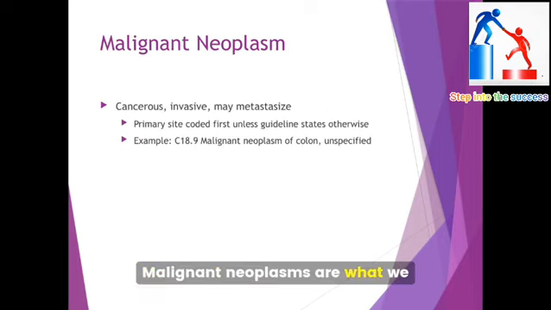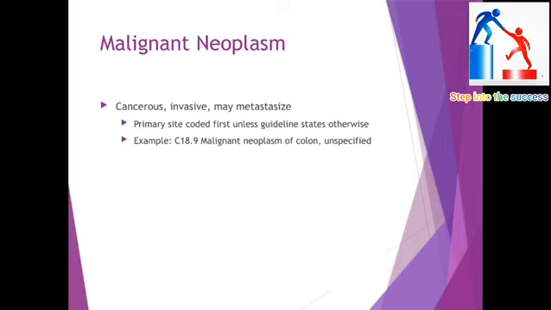Malignant neoplasms are what we commonly refer to as cancer. These are invasive and have the potential to spread to distant sites. When coding, the general rule is to code the primary site, where the cancer started, first, unless specific guidelines tell us otherwise. For example, if a patient has colon cancer but the specific subsite isn't mentioned, we use code C18.9.